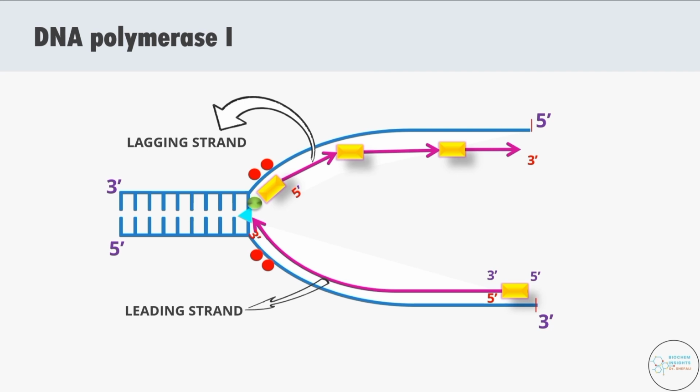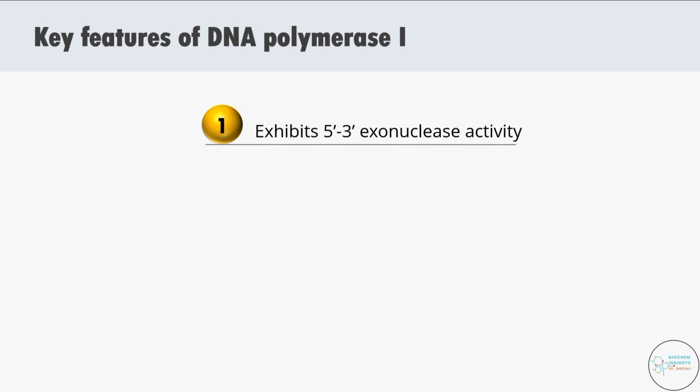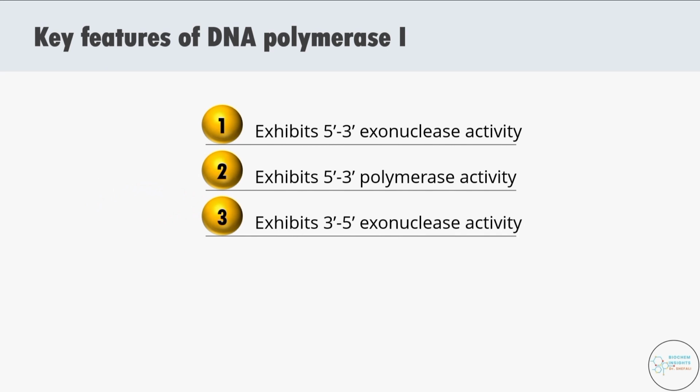No, right? The Okazaki fragments must join to form a continuous strand and the RNA primer must be removed as well. So to solve this problem, another enzyme DNA polymerase 1 comes into play. So let's first see what DNA polymerase 1 is capable of. What are the key features of DNA polymerase 1 that allow it to remove the primers and solve the problem of Okazaki fragments on lagging strand? So the key features of DNA polymerase 1 are that it exhibits 5' 3' exonuclease activity, 5' 3' polymerase activity and 3' 5' exonuclease activity.